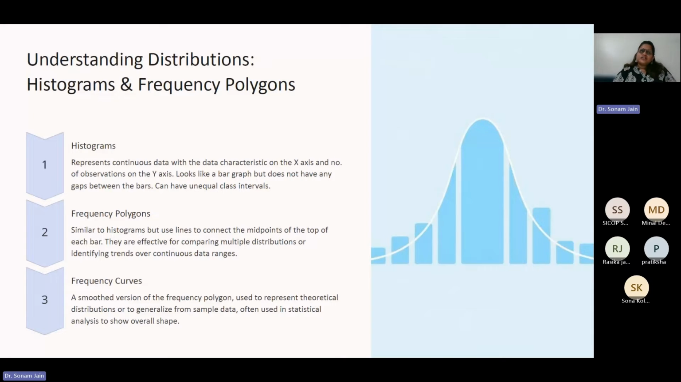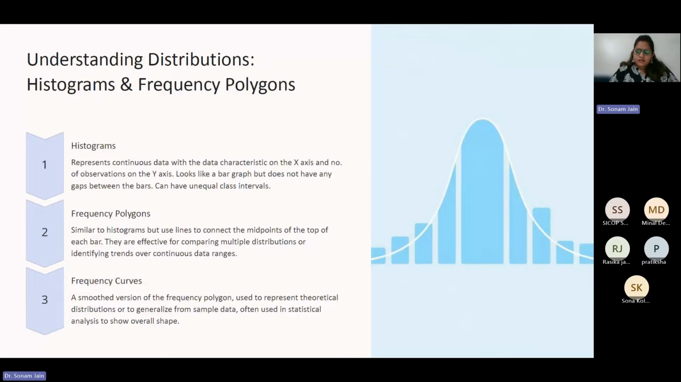Now, if you have drawn a histogram and you mark the midpoints of the tops of the bars and join them together, that becomes a frequency polygon. It is similar to a histogram, but it uses lines to connect the midpoints of the top of each bar. They are effective for comparing multiple distributions or identifying trends over continuous data ranges. In the next slide, we will see diagrams so you will understand better.